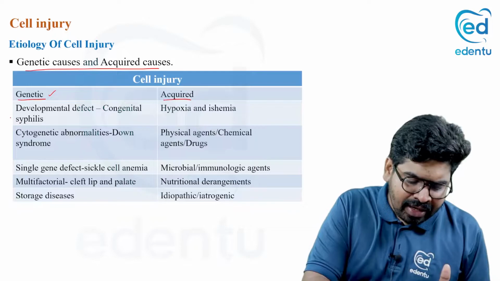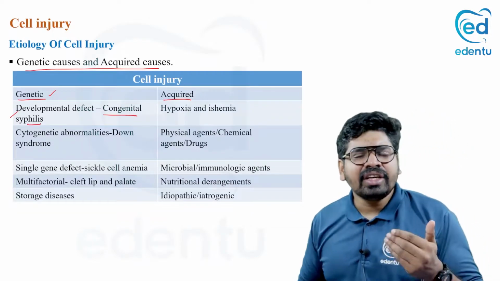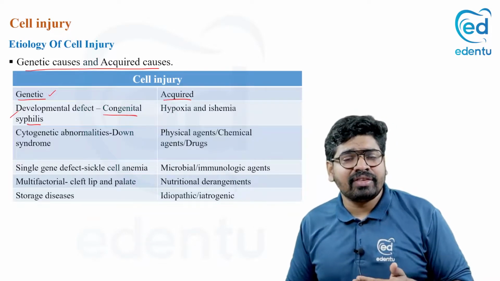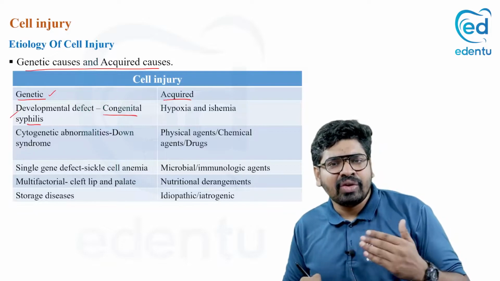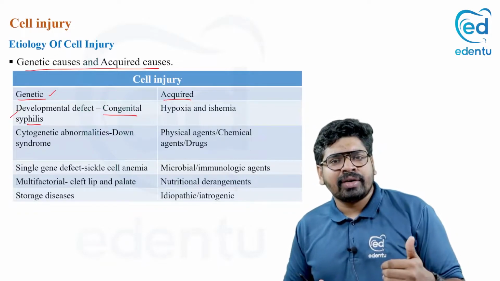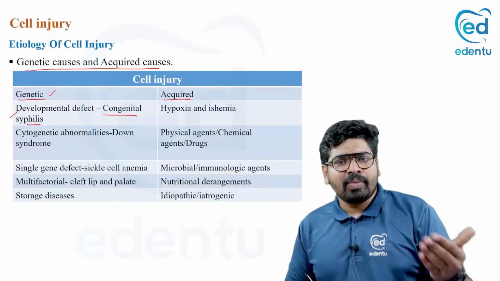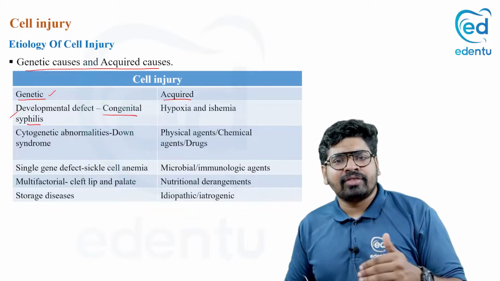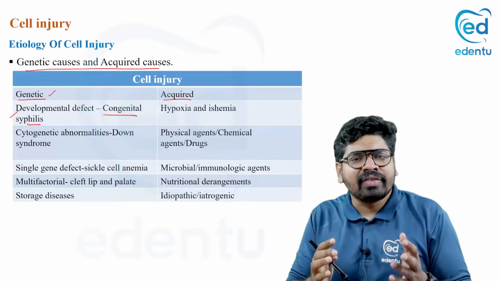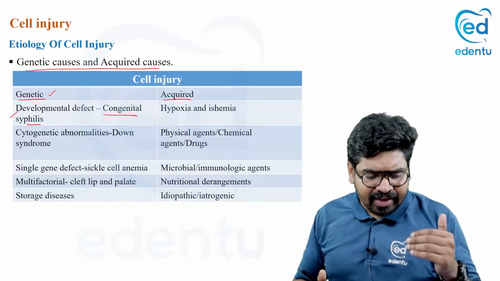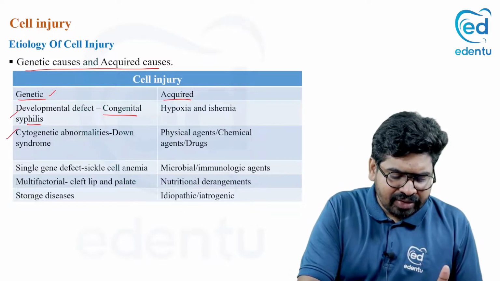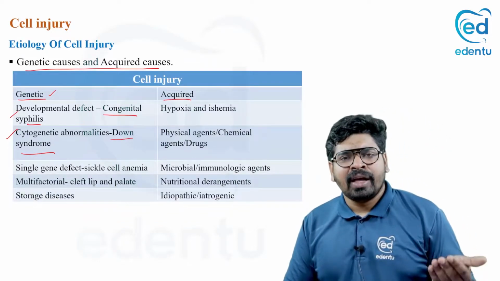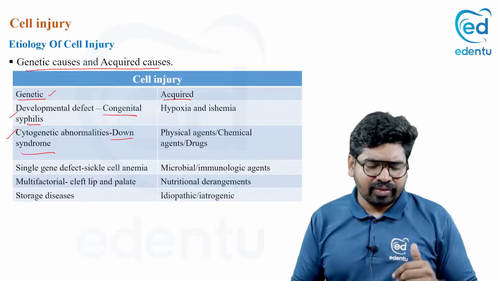For example, congenital syphilis. Congenital syphilis occurs in a child if the mother is infected by syphilis. That is not a problem of the child; it is a problem of the mother, who has syphilis, and that is passed on to the child, and the child has some manifestations of syphilis. So that is congenital syphilis. Now genetic abnormalities like Down syndrome or any syndrome. Syndromes are transferred from one generation to another, so that is genetic.